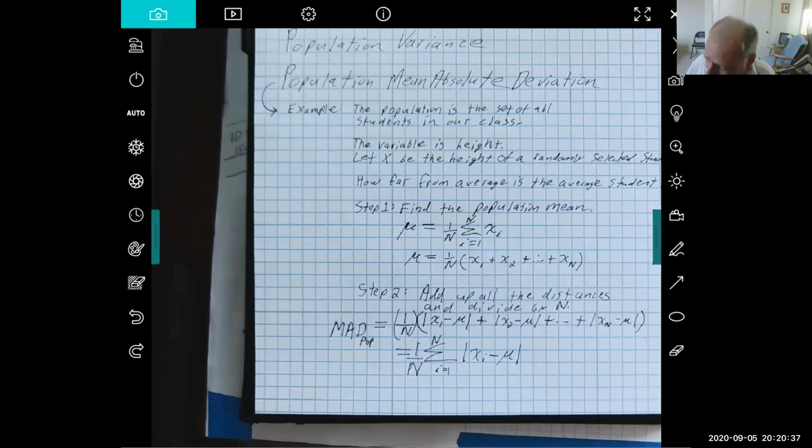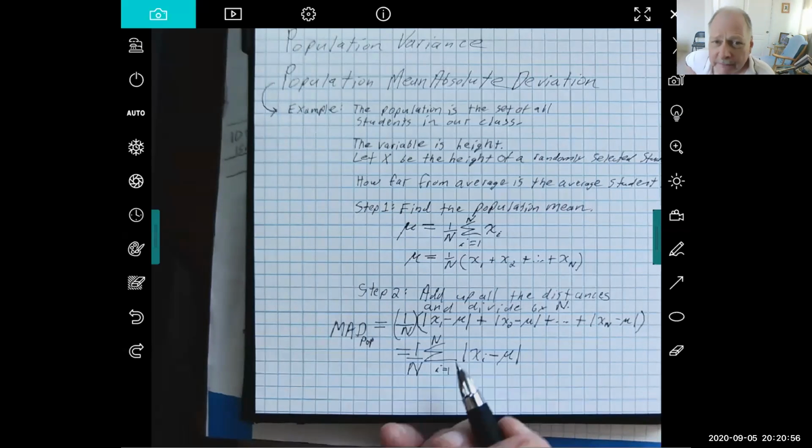So that would be just like the ideal measure of dispersion. How spread out is the data? How spread out is the population? Well, it's the average distance away from the middle. That would totally make sense. There's a problem with it. Because of the absolute value, it's hard to work with, and it's hard to prove theorems about.